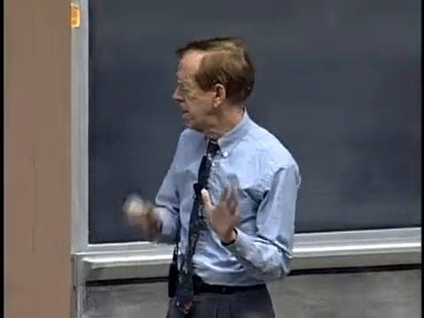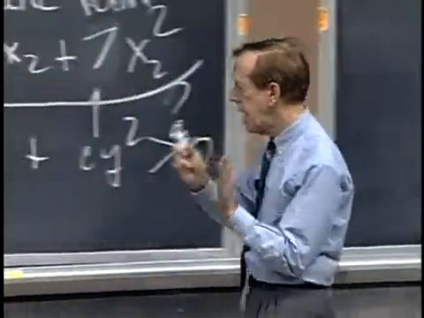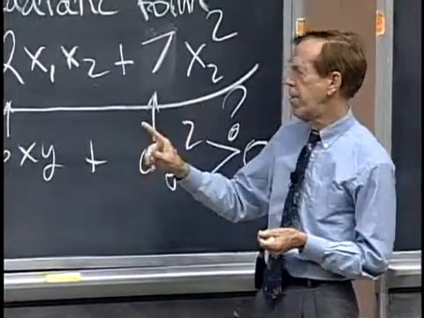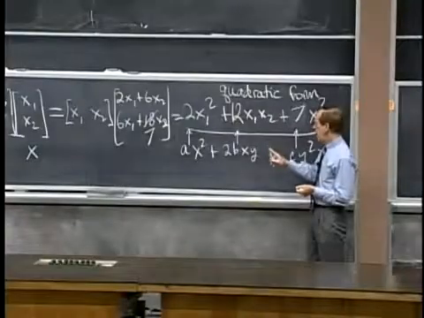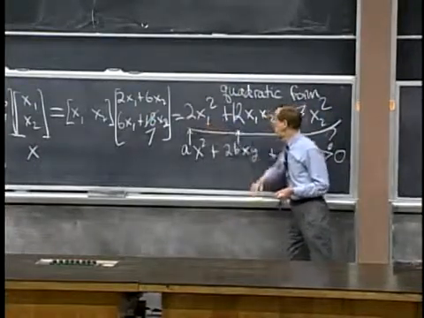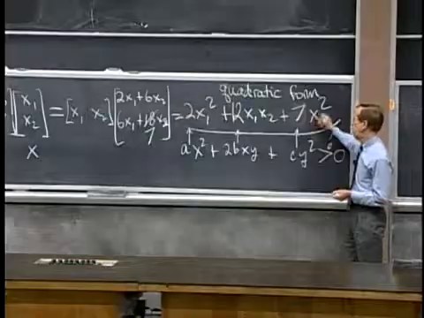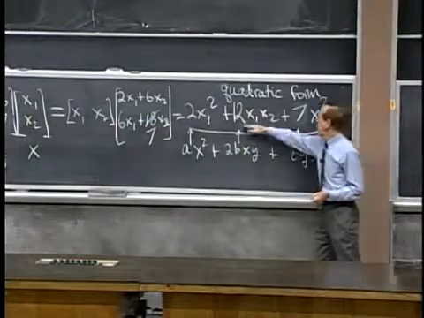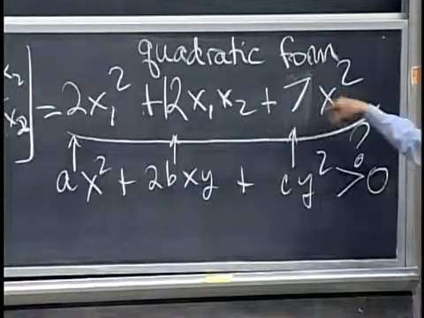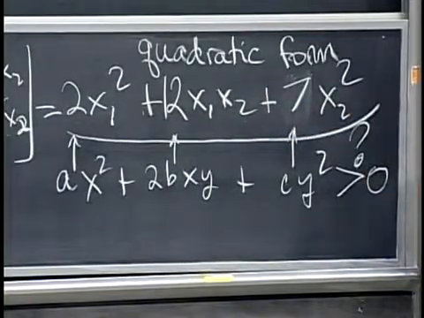Yeah, in this case, that will work, right. If I took x1 to be 1 and x2 to be minus 1, then I always get something positive, the 2 and the 7, minus 1 squareds. But this would be minus 12, and the whole thing would be negative. I'd have 2 minus 12 plus 7, I'm negative.